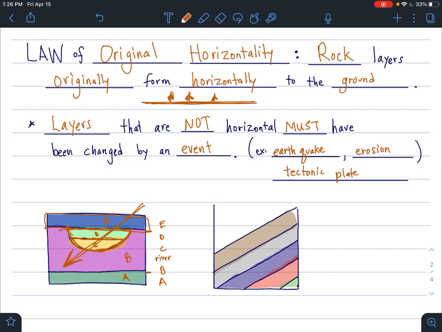Now let's take a look at this example over on the right. In this one, the layers are not horizontal, so something must have happened here. So if we label these, let's have A being at the bottom, then B, C, D, and then E.